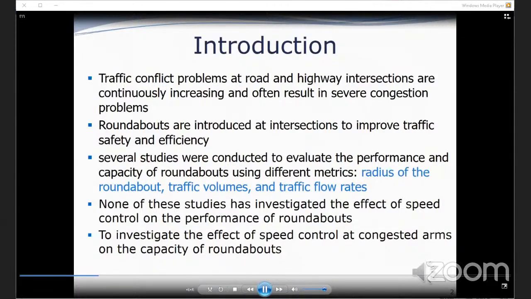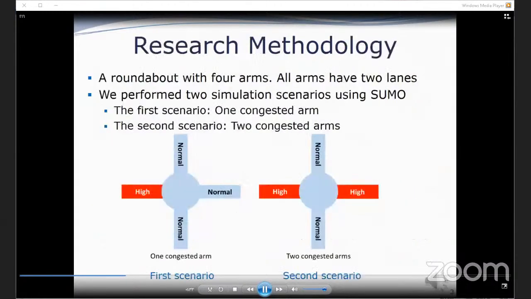Despite the promising results of these studies, none of them has investigated the effect of speed control on the performance of roundabouts. In this work, we investigate the effect of speed control at congested arms on the capacity of roundabouts. To this effect, we have designed a simulation study using the microscopic traffic simulator, SUMO.